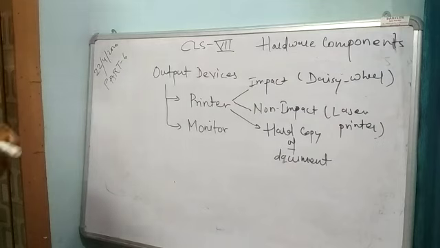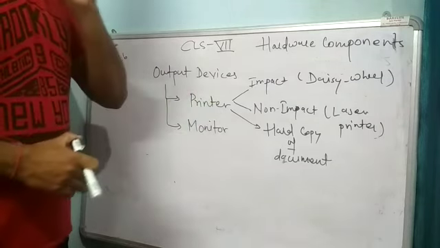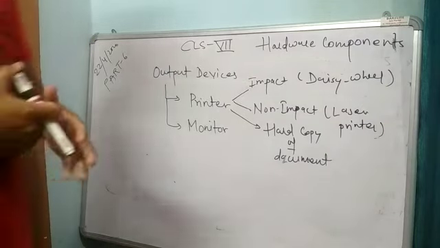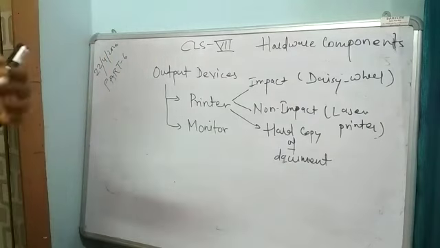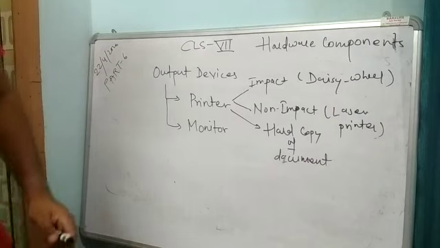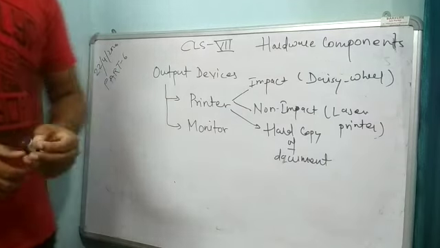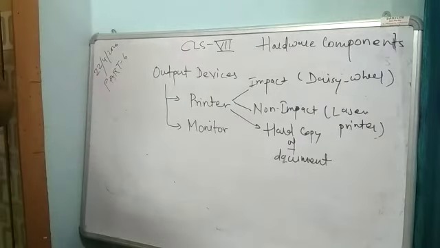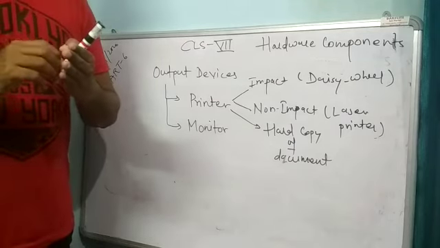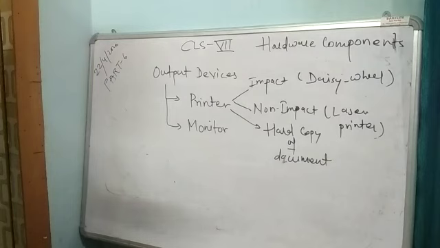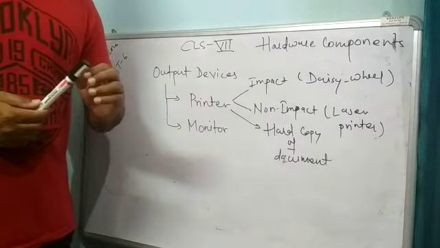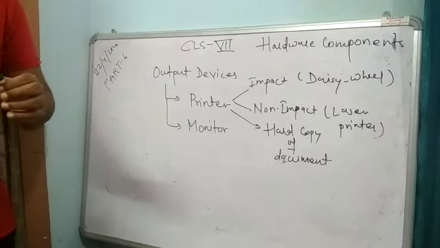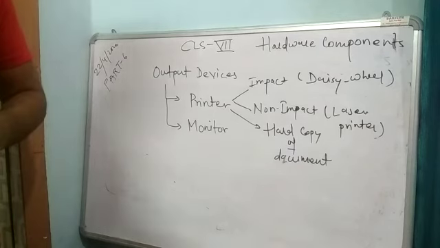Now, printers are classified into two parts: impact printers and non-impact printers. What is an impact printer? If we talk about the printers of the older days, in those days we used impact printers. An impact printer is a kind of printer where the head of the printer touches the paper, and it prints character by character, or line by line. These kinds of printers are called impact printers. These printers make a lot of noise, and they are a little slower than the other printers.